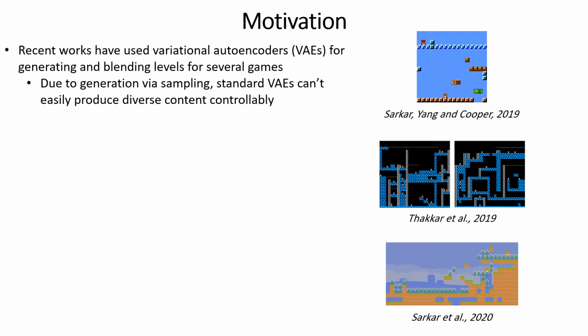So what was the motivation for this work? Well, in recent years, variational autoencoders, or VAEs, have been increasingly used to generate as well as blend game levels. VAEs are an encoder-decoder based machine learning framework, and the way that these models work is they learn a continuous latent representation of the data that they're trained on, such as levels, and then new levels can be generated by sampling this representation. But it is because of this generation, which is usually done via random sampling, that standard VAEs are hard to control and aren't suited to producing a diverse range of levels in a controllable manner.